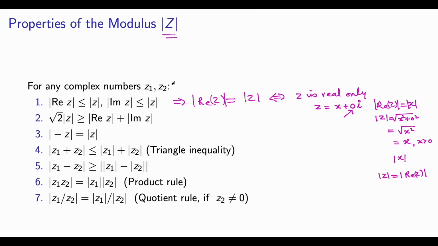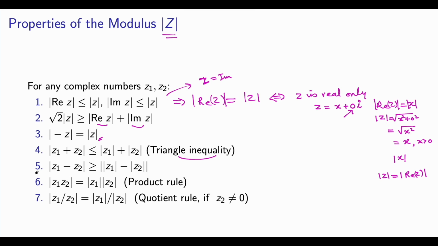Similarly, equality will hold if z is only the imaginary part. z equal to imaginary part, right? Means the real part is 0. And another property: root 2 times mod z is greater than or equal to the real part of z plus the imaginary part of z. Minus of mod of z is less than or equal to the real part of z. Mod of z1 plus z2 is less than or equal to mod of z1 plus mod of z2. This is the triangular property that is true in your real number case as well.